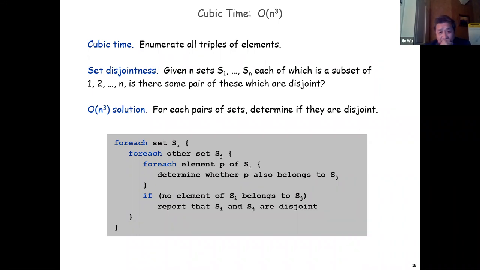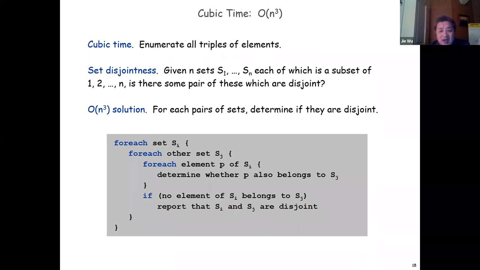Well, that's not too difficult. The only thing is that you have to examine any pair of students, which is already n squared. And then for each one, they have a subset, so you have to look at all their hobbies. That's why you have a three-level loop, right? That's how you write your pseudocode. For each set, then for each other set, then for each element in the set, you check whether it belongs to that set. If no element belongs to that, then you report Si and Sj are disjoint. You can actually stop right there.